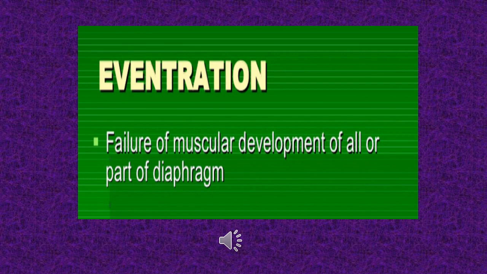Eventration is the failure of the development of all or part of the diaphragm. It is a condition in which the diaphragm is pushed upward due to a congenital defect in the musculature of its left half, which is represented only by a fibrous membrane containing a few scattered muscle fibers.